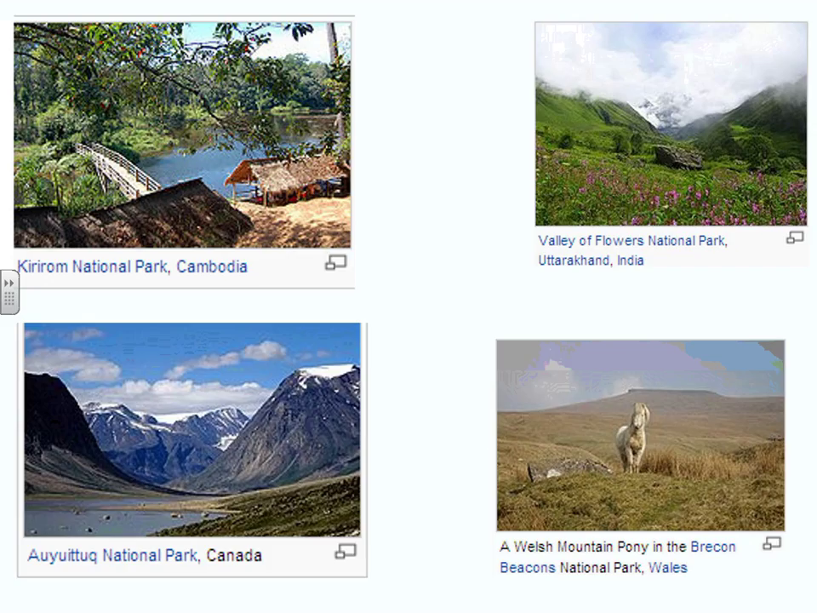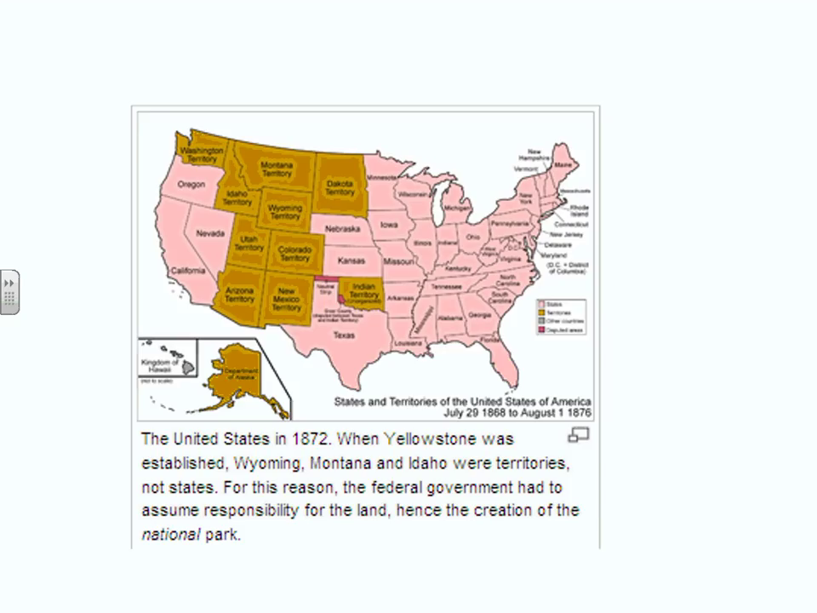Here are some of the national parks around the world, just some pictures: Cambodia, Canada, India, and Wales. Just some examples. Like I said, many other countries decided that they were also going to establish national parks after seeing the success of the United States. You need to know the first national park. Jot it down: Yellowstone National Park, 1872.